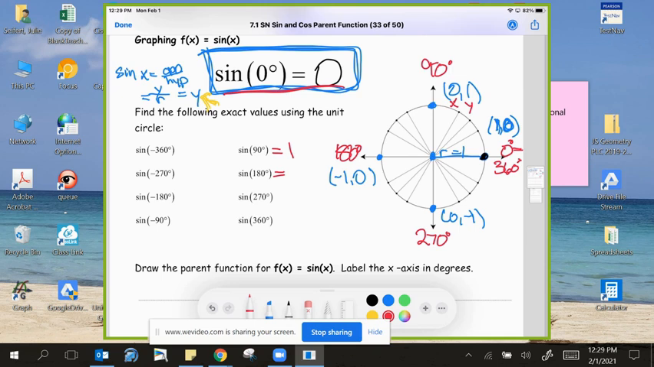What's sine of 180? What's its y coordinate? 0. What's sine of 270? What's its y coordinate? -1. That is a negative, not something different. And then what about 360? 0. Okay, good.